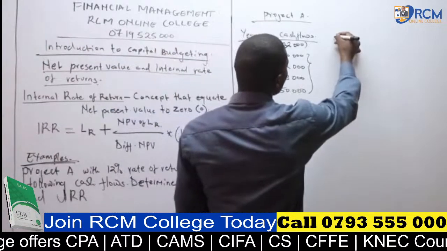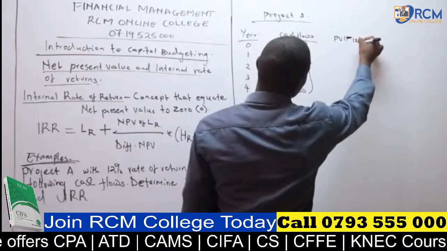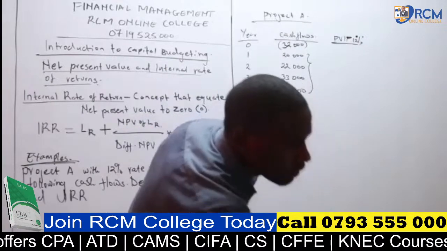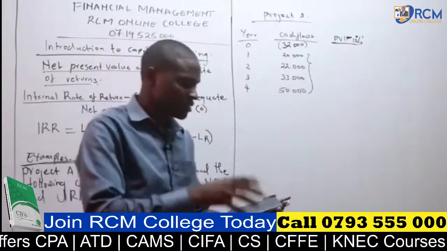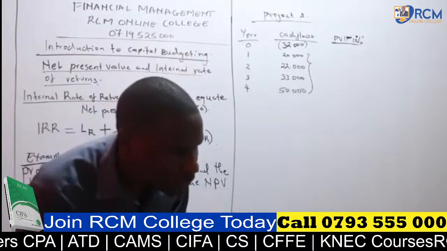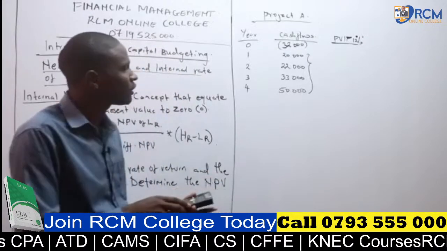So I want to get the PVIF at 12%. PVIF 12%. I have a calculator here, and we have said that we assist each other so that we are able to complete this within the stipulated time. We are having almost 20 minutes. So I'll start with year one.